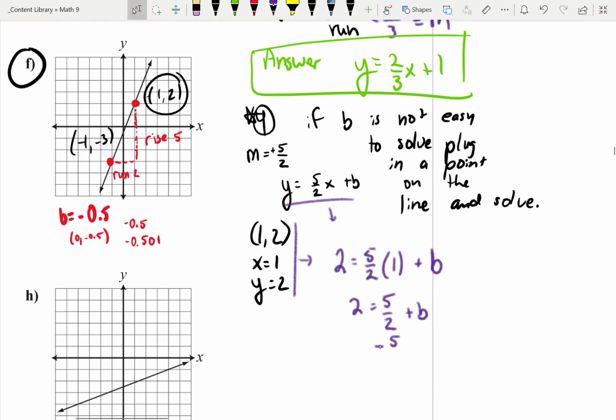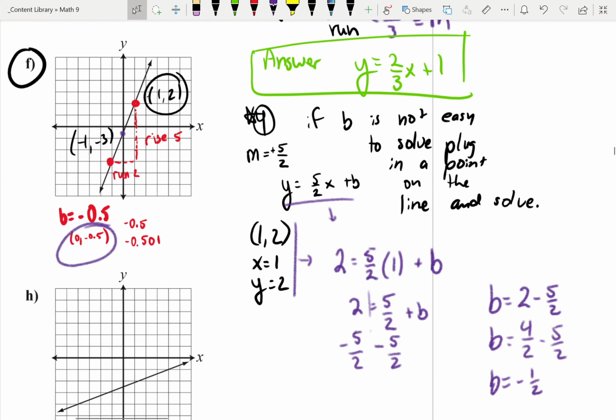So I'm going to take away 5 over 2 from both sides. Again, opposite operations. And what I'm going to be left with is that b is equal to 2 minus 5 over 2. If I turn this into over 2, I have 4 over 2 minus 5 over 2. So I get b is equal to -1/2. Oh, that was actually what I was saying over here, and I can see that it's right around here.